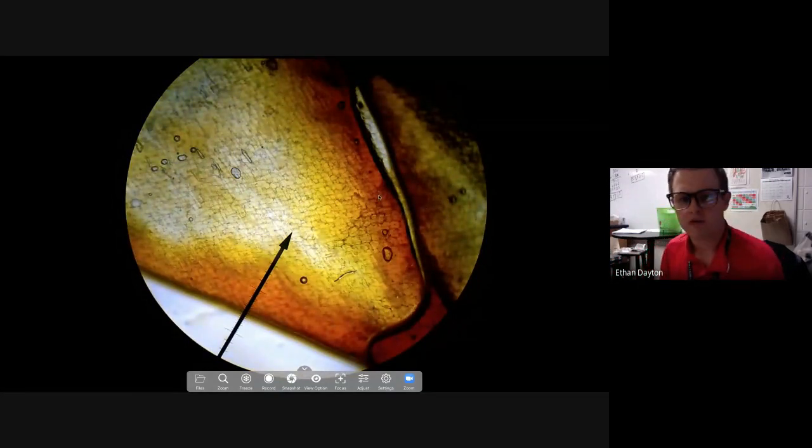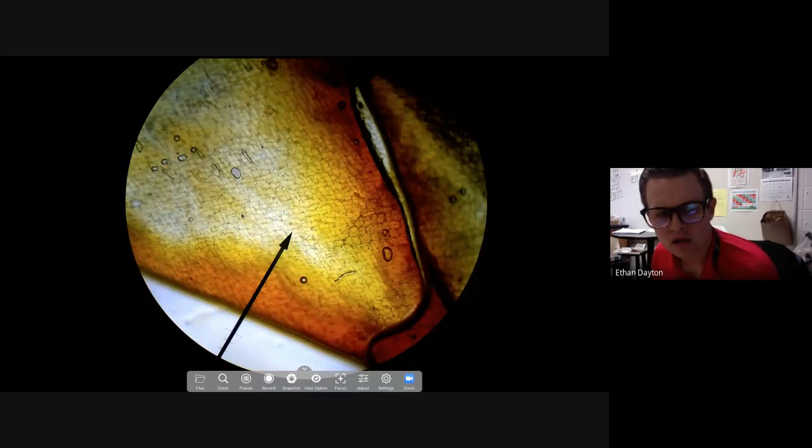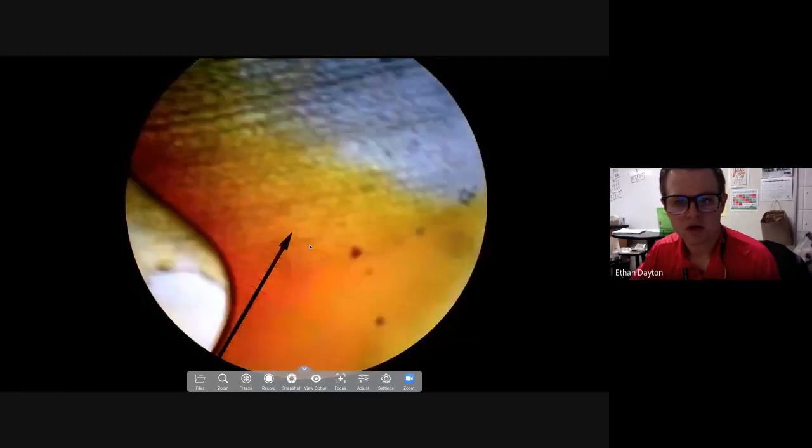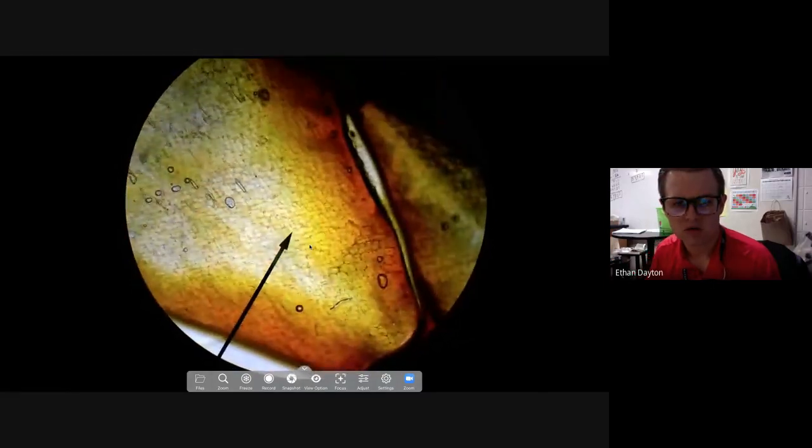There we go. You'll notice all these square-ish, rectangular-ish, more blocky looking things? Those are cells of an onion. Now this is on low power, so we're not that zoomed in. But I want you to imagine that this is your box that you have to draw in, and draw what you see. Draw a bunch of these cells.